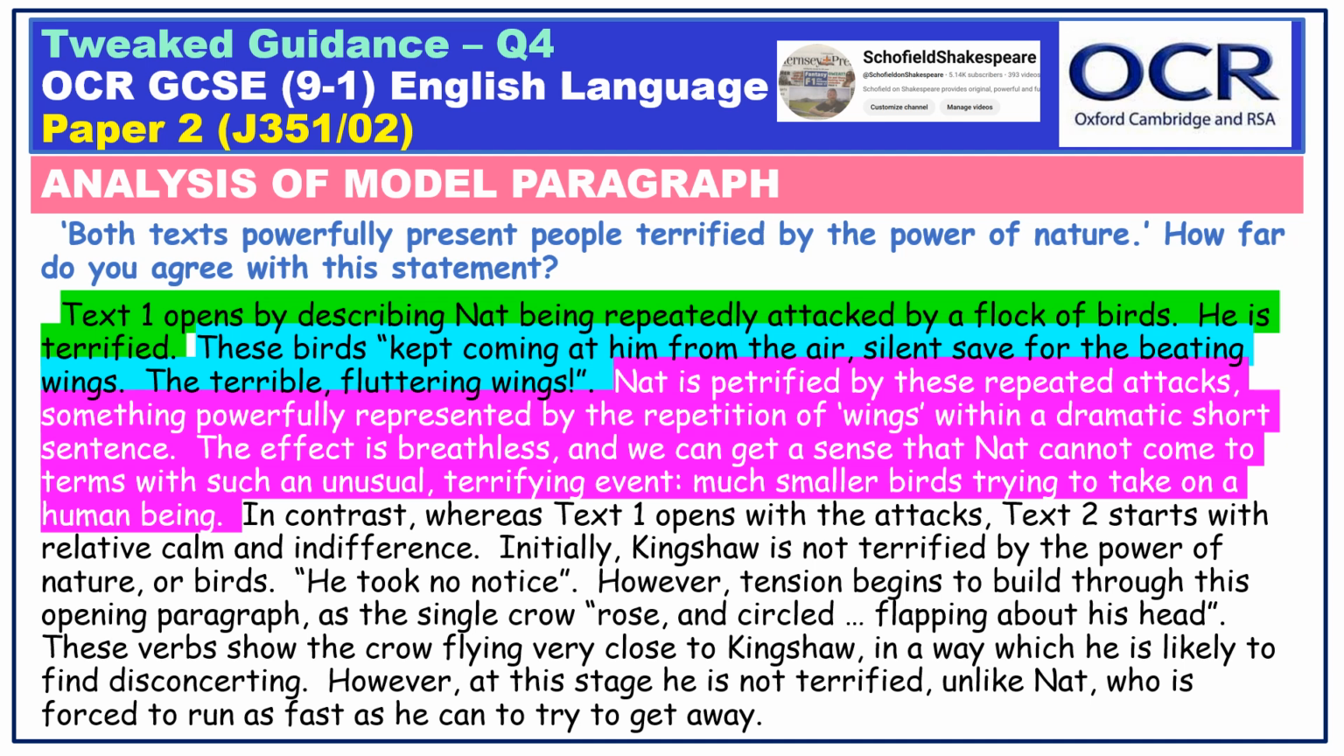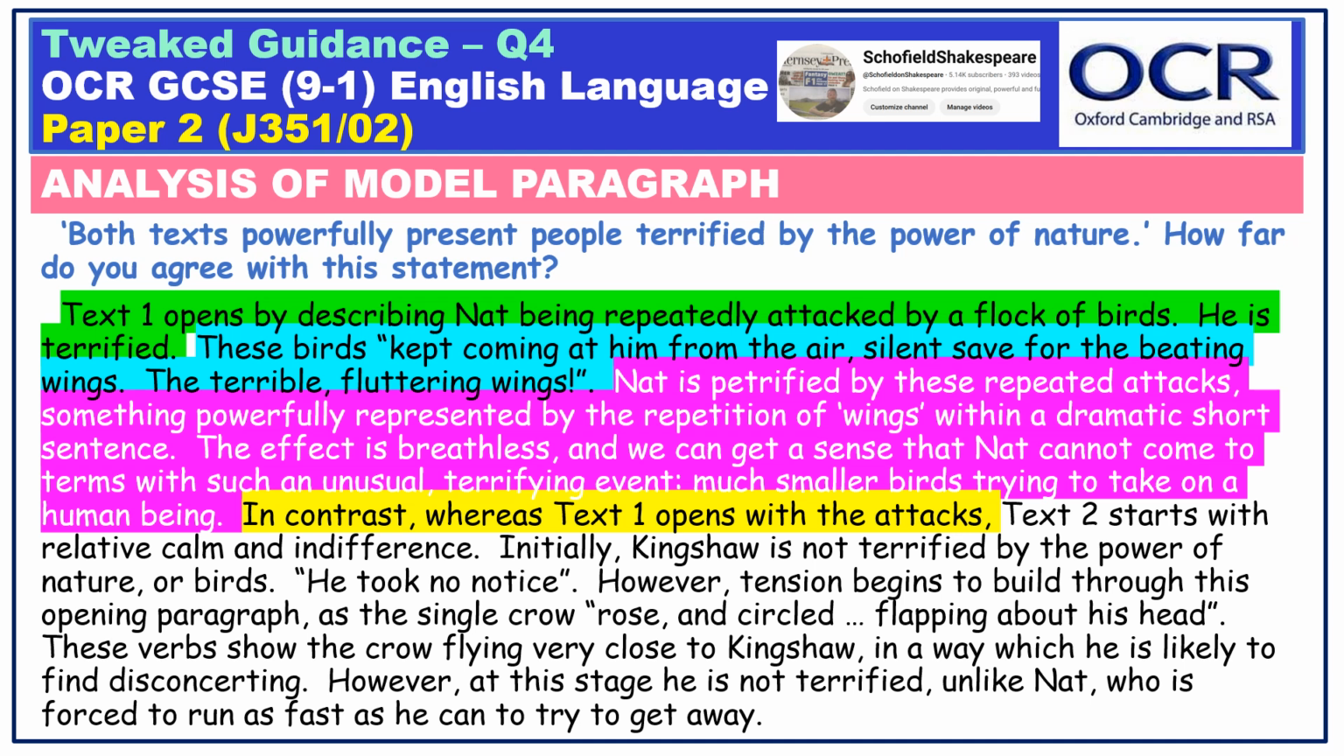Within the evaluation, I incorporate some more technical terminology in the reference to the repetition of wings and a dramatic short sentence. This helps me evaluate the extent to which the texts are powerfully presenting people terrified by the power of nature. That single short sentence, the terrible fluttering wings, accentuates the claustrophobic fear being experienced by Nat, and thus it makes sense that I specifically reference this within my evaluation. It's now time to compare.